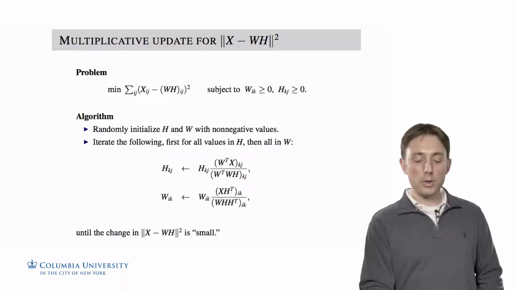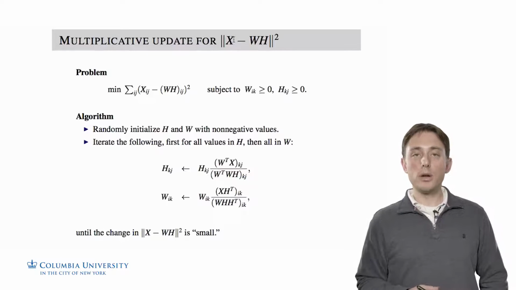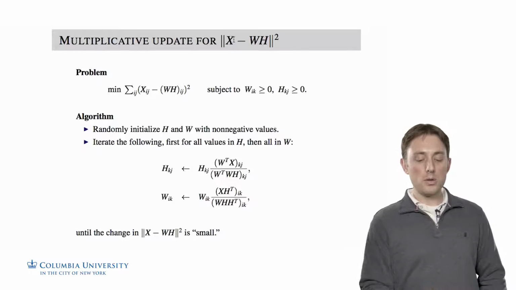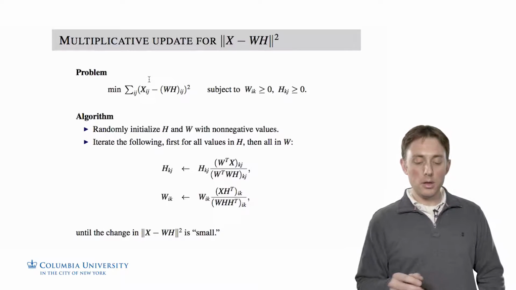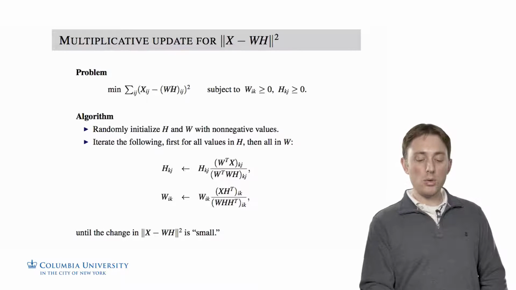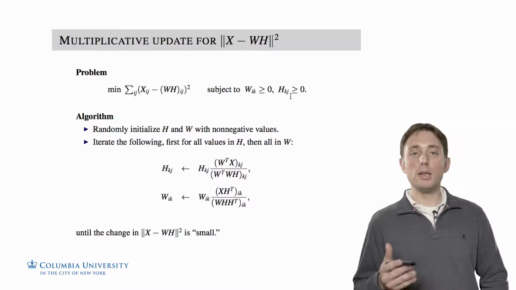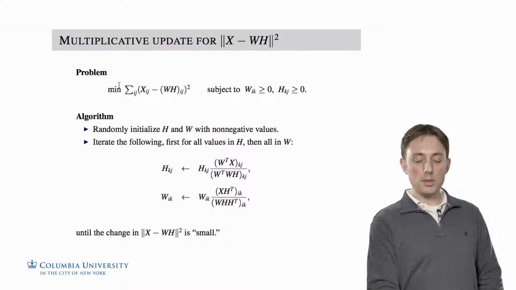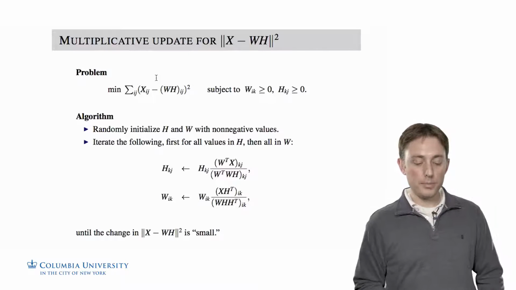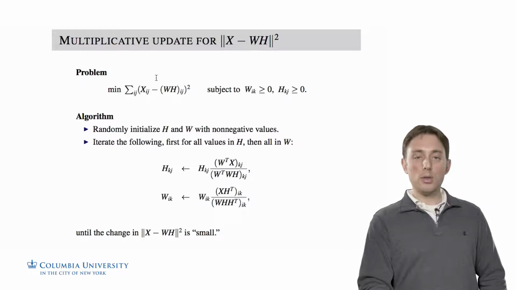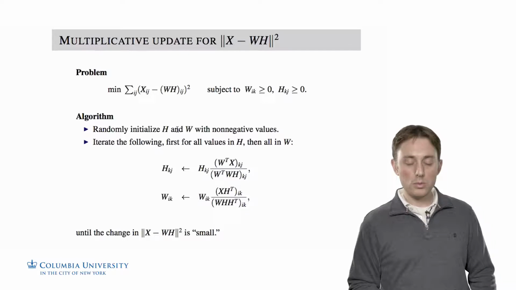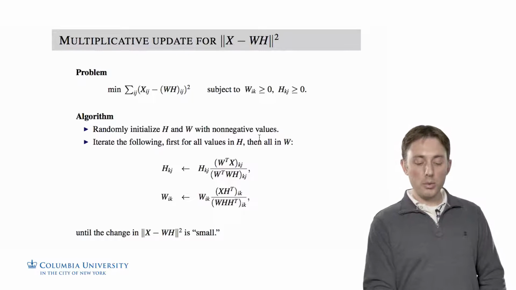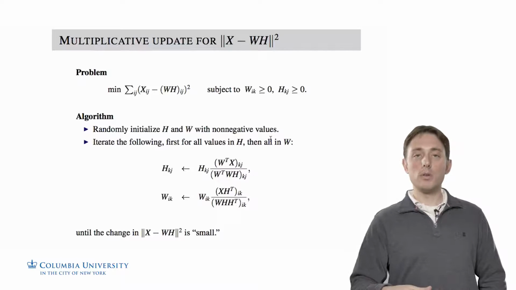First, we'll discuss the algorithm for minimizing the sum of squared errors. Again, our goal is to minimize this sum of squared errors with respect to the matrices W and H, subject to all of the values in W and H being non-negative. This is the optimization problem. The algorithm for doing this looks like this. We randomly initialize H and W with non-negative values, and then we iterate the following, first for H, then for W.